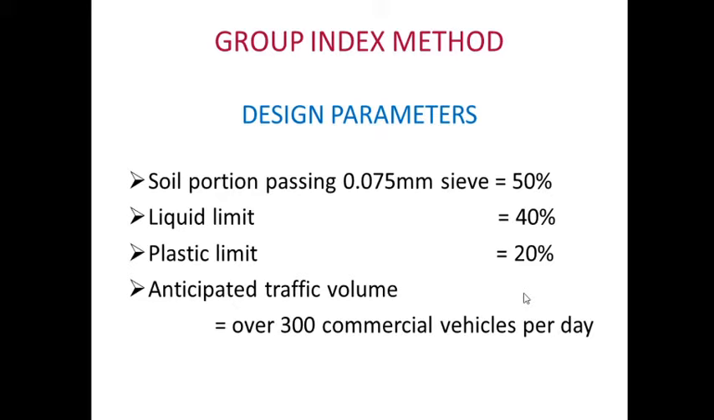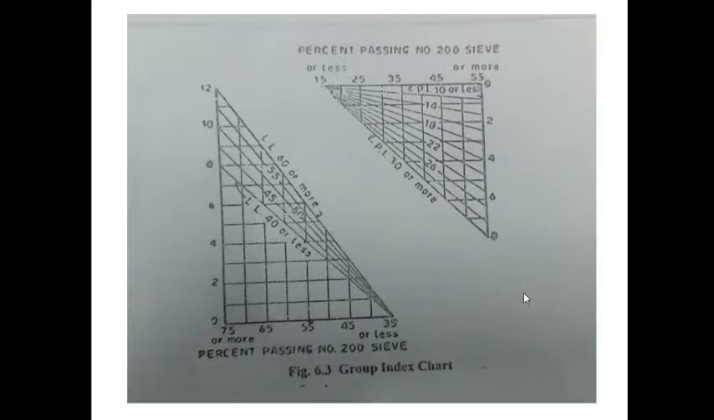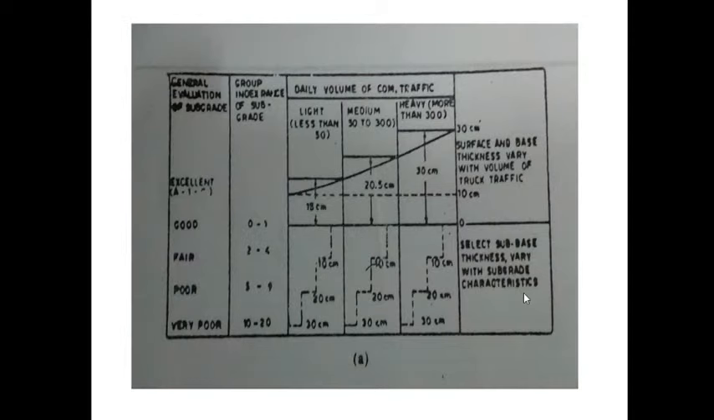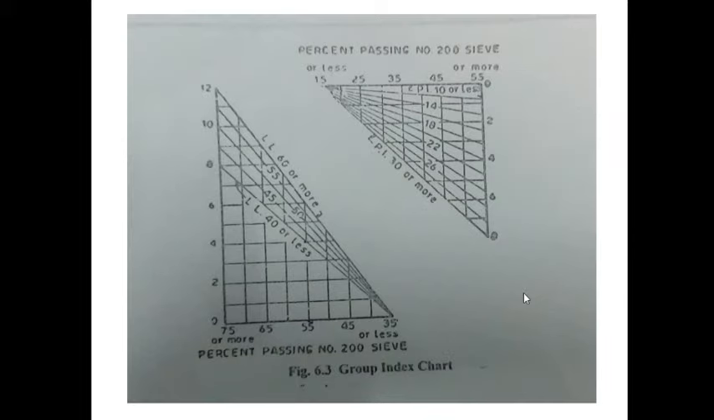Then in the graph, for plasticity index 20% and percentage passing 75 micron of 50, we may get 3.5. That's why for the first graph the group index is 3. In the second graph, the group index is 3.5, and totally 6.5, say 7.